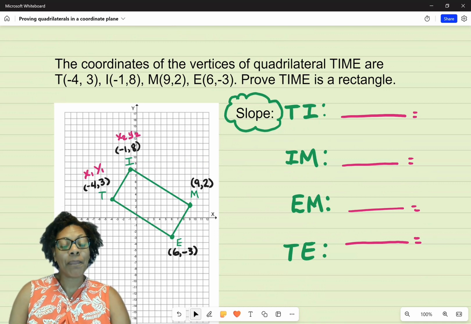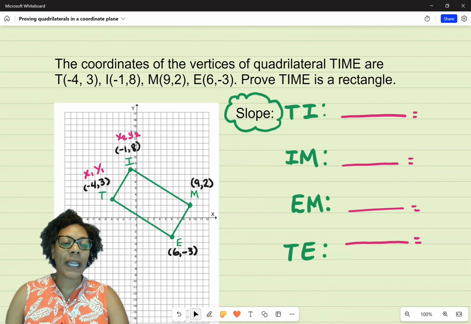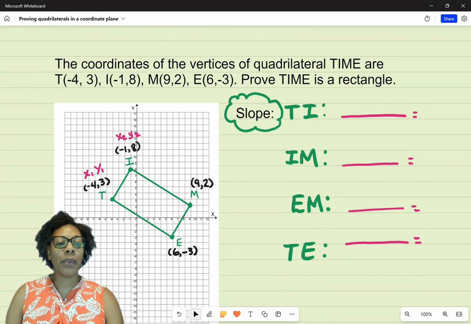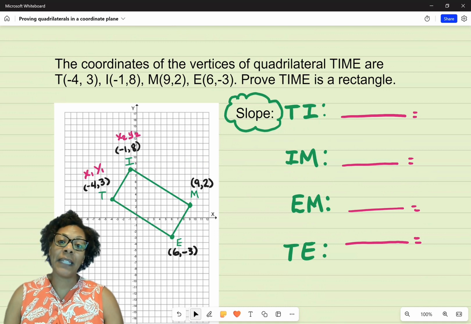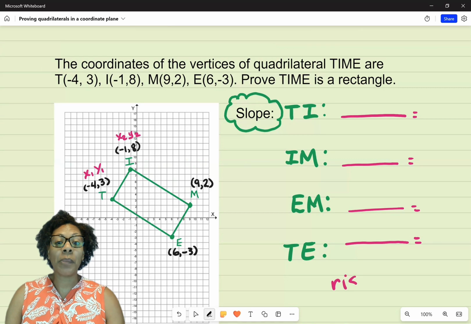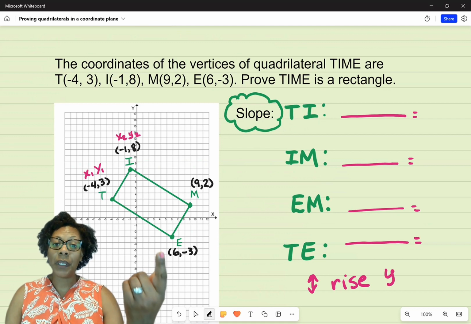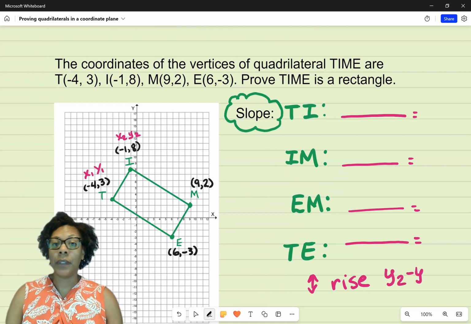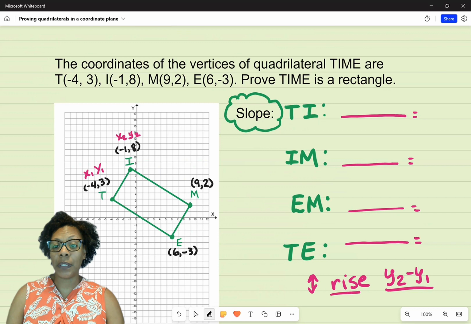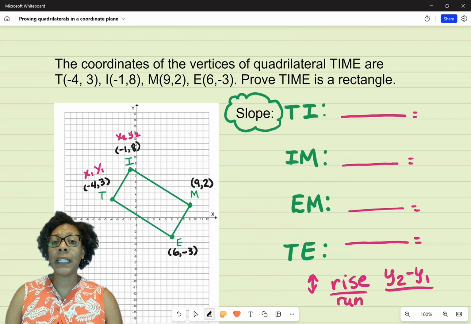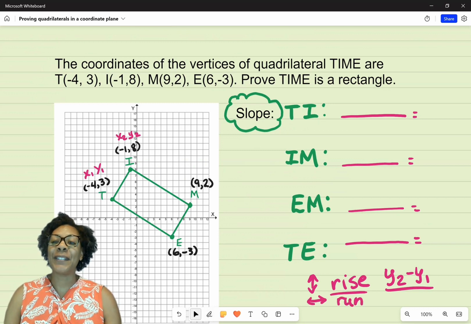When we do that, it might be helpful for you to go ahead and try to label your coordinates with x sub 1, y sub 1, and x sub 2, y sub 2. Because remember, the slope formula is rise over run, and we already know that if you're rising, that means you're going up or down. So therefore, you want to have the y values on top. And if you're running, you're going left or right, and so therefore you want your x values on the bottom.